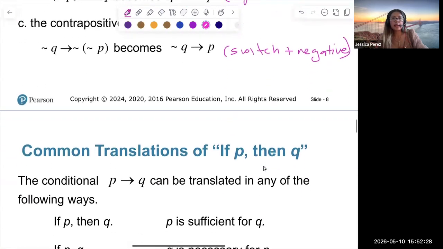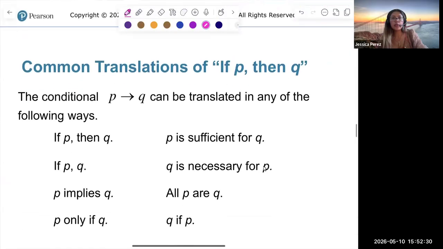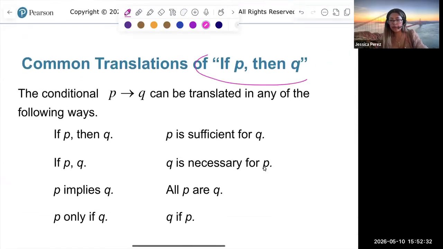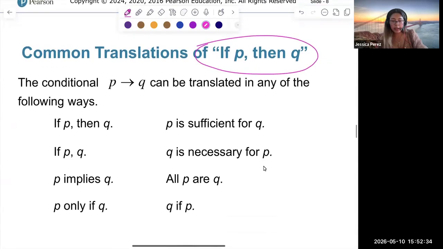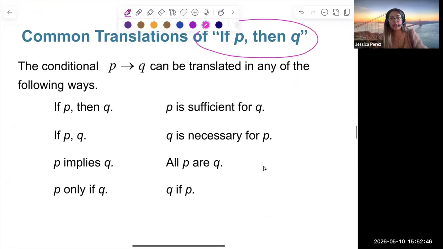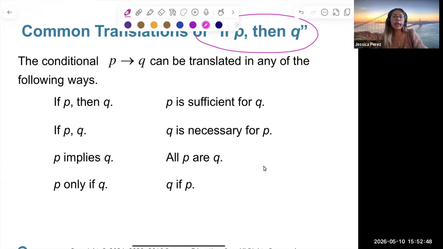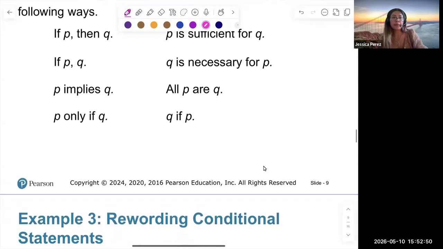Now let's look at the conditional. The conditional has some translations: if P then Q, P implies Q, P only if Q, P is sufficient for Q. And again, P is the antecedent and Q is the consequent. We talked about that. All P are Q, and Q if P.